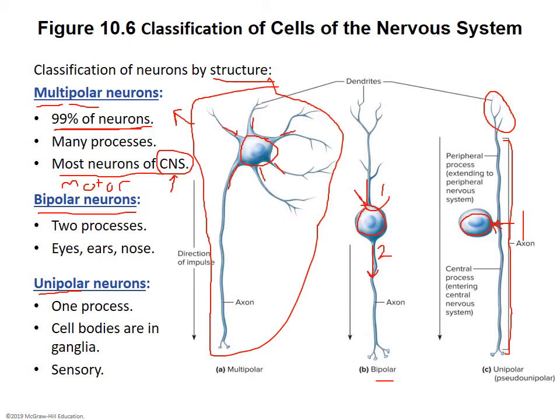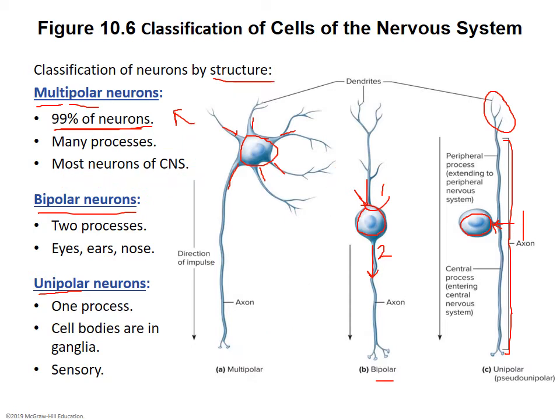Now we're going to look at, and I'll erase some of this, the bipolar neurons. Now the bipolar neurons are very interesting. This has nothing to do with the disorder bipolar, but again, this is simply describing the things attached to the cell body.